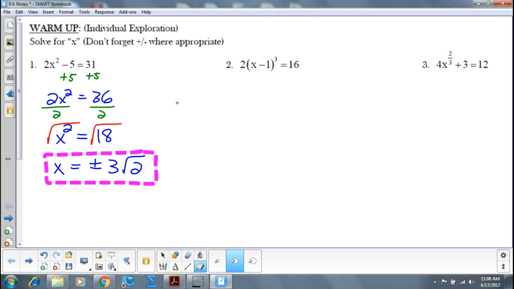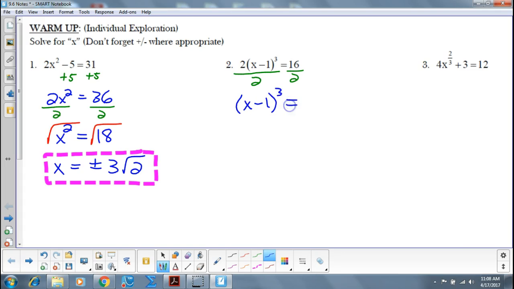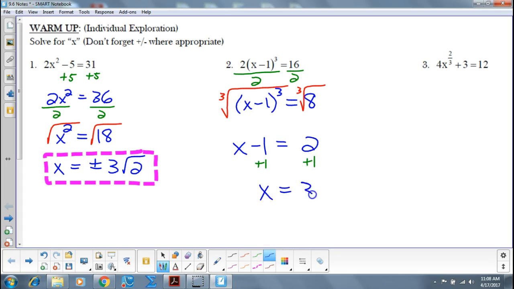Over here, what I would do first is I would divide by 2, giving me the quantity x minus 1 cubed equals 8. Then I would take the cube root of both sides, and that would give me x minus 1 equals 2. Then I would add 1, and I would get here x equals 3.